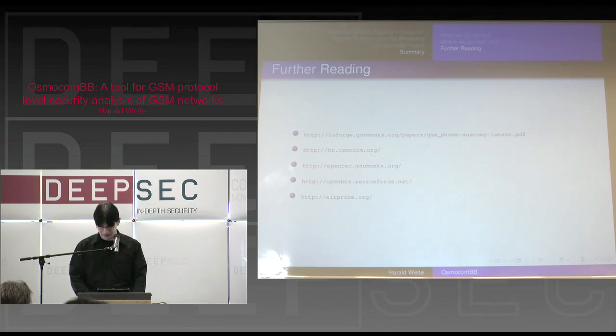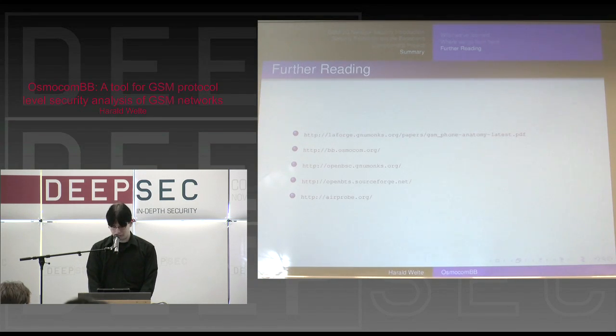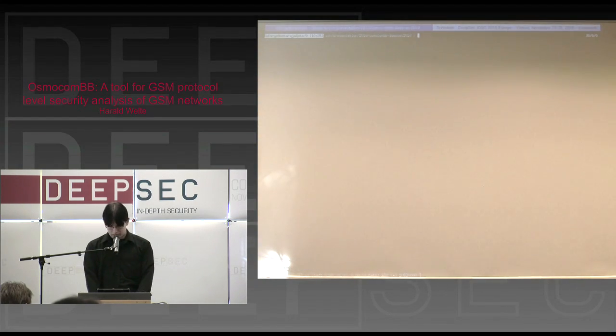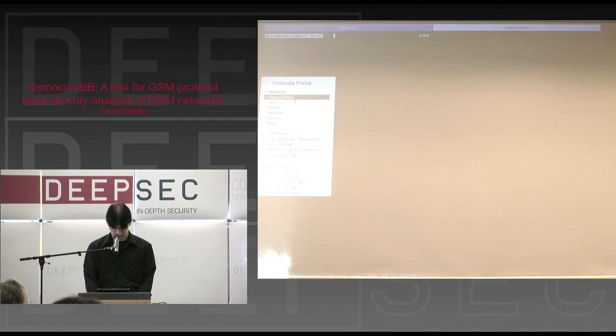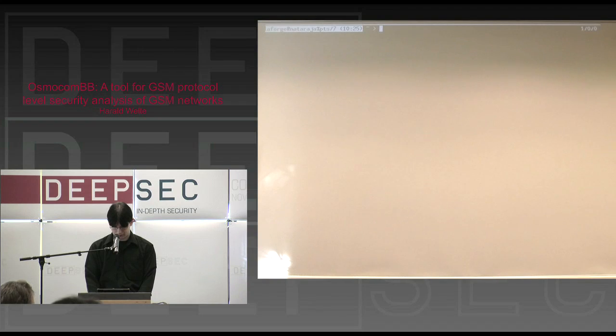And now let's turn to a short demonstration. So I know the font is too small. Just give me some time. There we go. Huge. Okay, now what I'm going to do is go to the right directory.